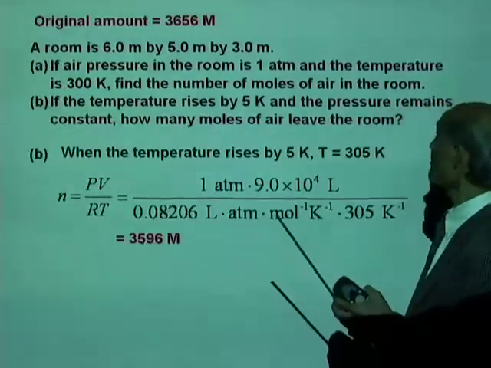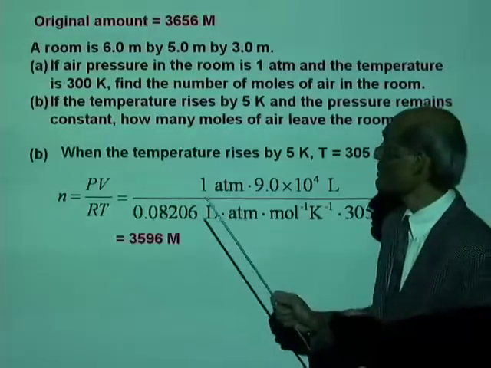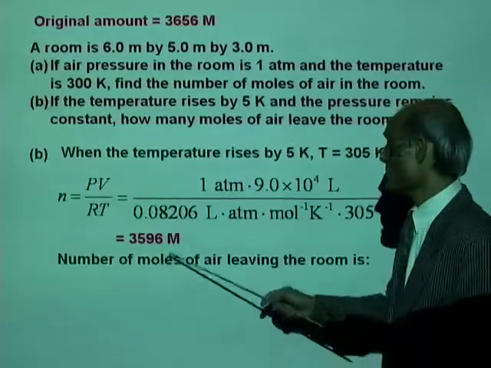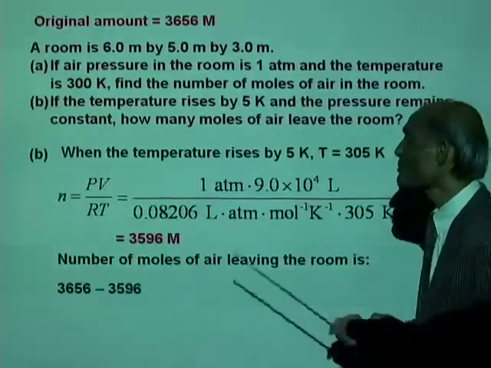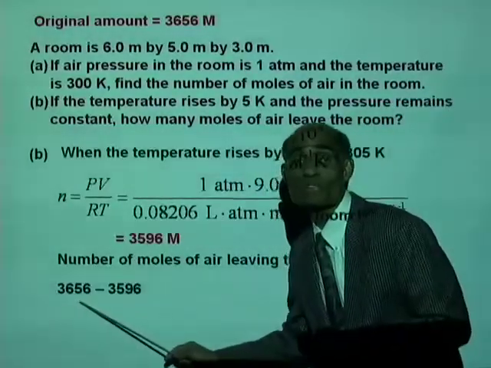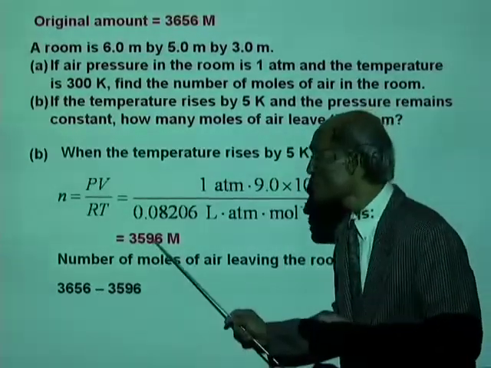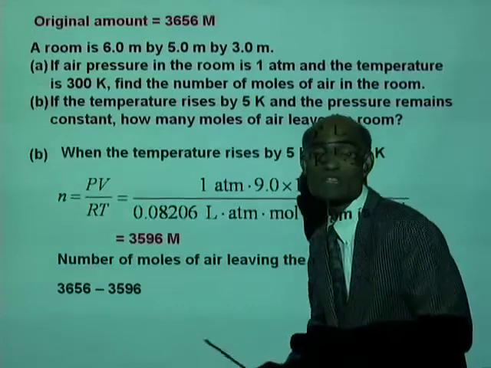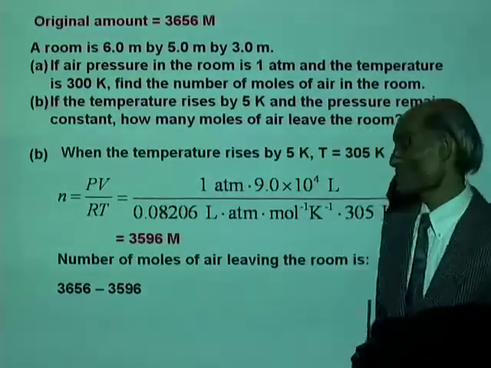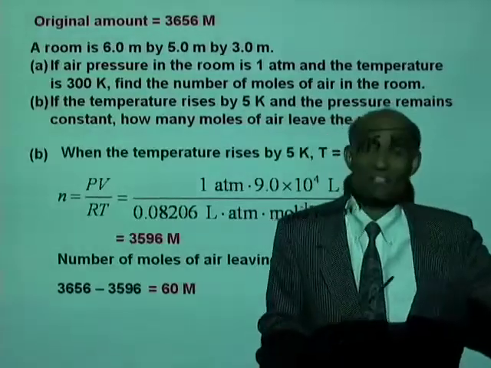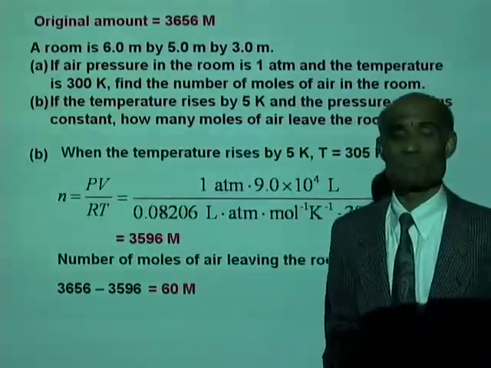What was the original value? The number of moles of air leaving the room is the original value, 3,656, minus what is remaining now, 3,596. So 60 moles of air has left the room. Alright?